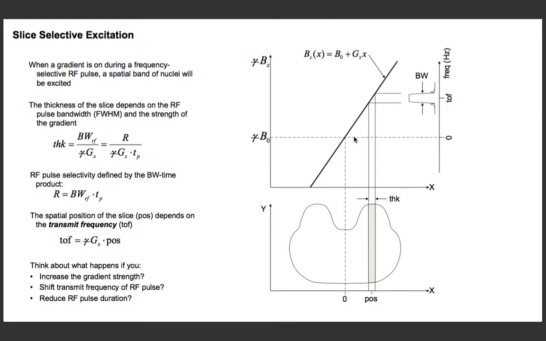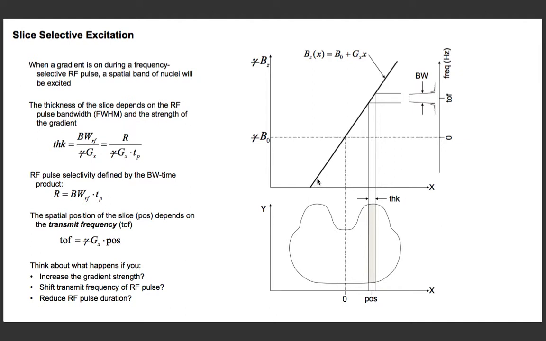When I turn the gradient on, this is the equation for it. The magnitude of the gradient is gx. At the center of the scan, at x equals 0, there is no effect. The field there is 3 Tesla, and the frequency is gamma times 3 Tesla, which is 128 megahertz. So when I put that gradient on, it doesn't affect the center at all, but it makes the part of the body here resonate at a higher frequency than the parts at the side of the breast, which are going to resonate at a lower frequency.